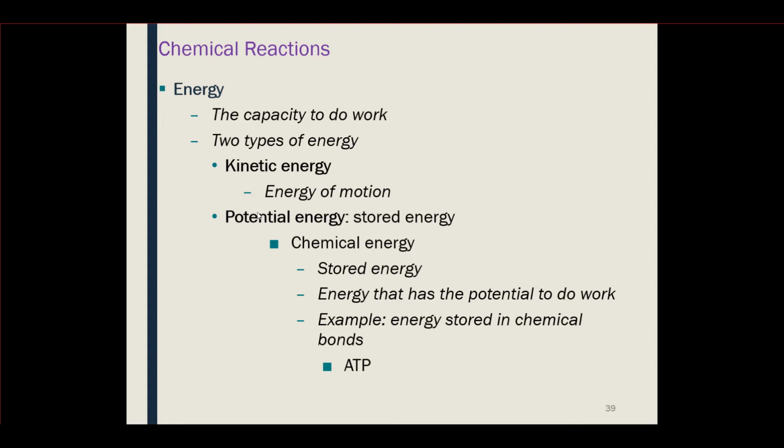Now, there are two types of energy that are important to anatomy and physiology. One is known as kinetic energy. When we're using energy to do work, we're actively using it, and that energy is being released. We call that kinetic energy. This is the energy of motion. But other times we have energy, but we're not using it. We're actually storing it. We're saving it. This is known as potential energy.